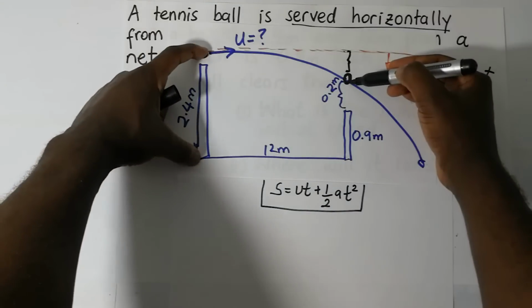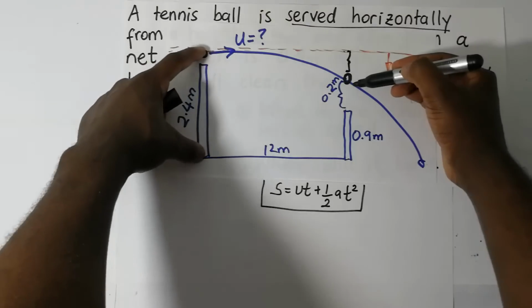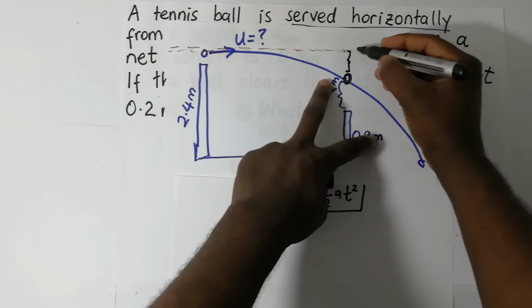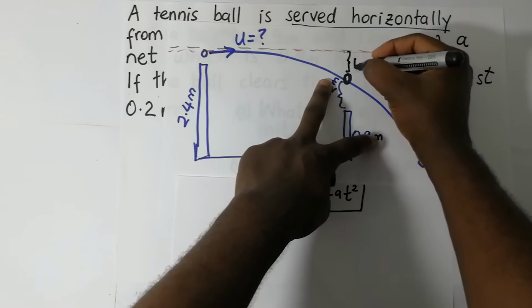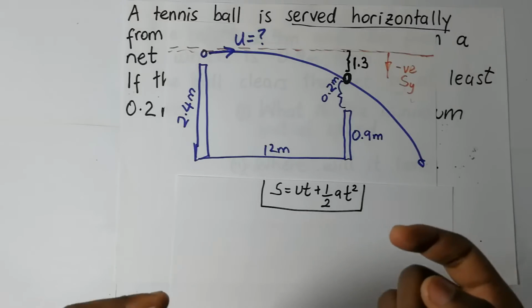So we know that this is 2.4 meters. So 2.4 minus 1.1, we get 1.3. I hope we are not confused. Let me emphasize this again.